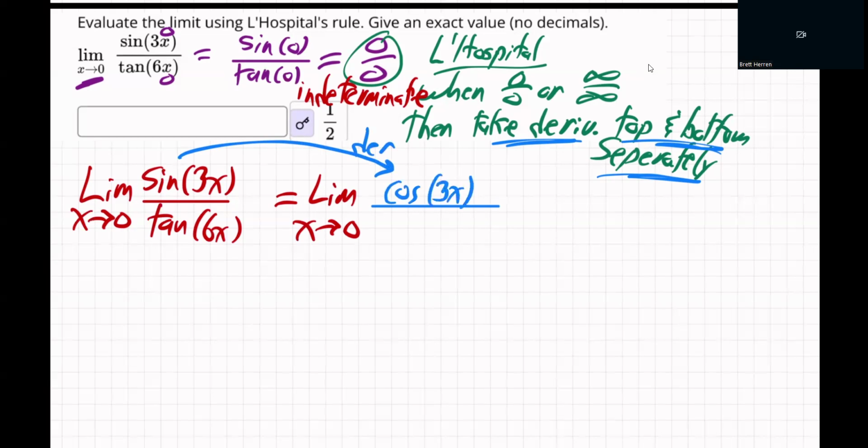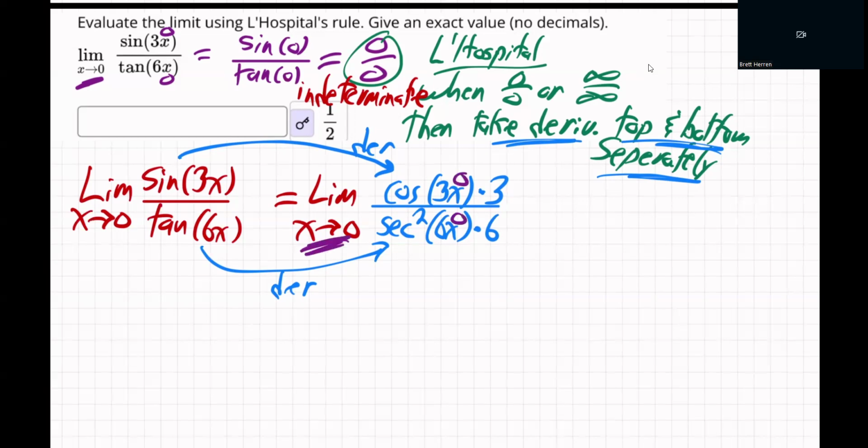What's the derivative of sine? Cosine, keep the inside unchanged at first, times the derivative of the inside. It's chain rule, right? And then what's the derivative of tangent? Derivative of tangent is secant squared. So secant squared, keep the inside the same at first, times the derivative of the inside. Okay, now let's try plugging in the 0 because the x is still going to 0.